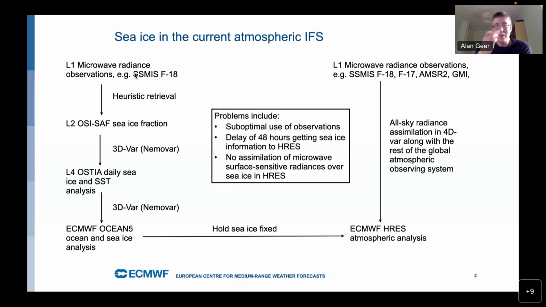And the problem there is that's a suboptimal use of observations, and particularly the long processing chain gives a 48-hour delay in getting the sea ice information to the atmospheric analysis. And because it's so out of date, and because there are imperfections in the analysis, it's not a good fixed constrained boundary condition to have for assimilating the microwave data over sea ice.